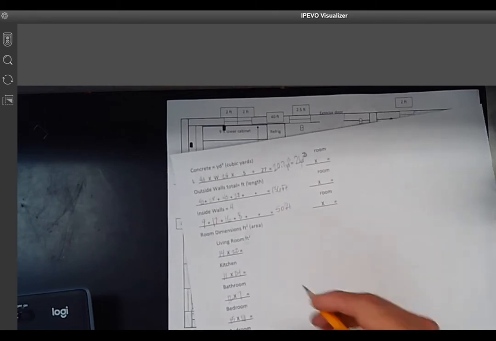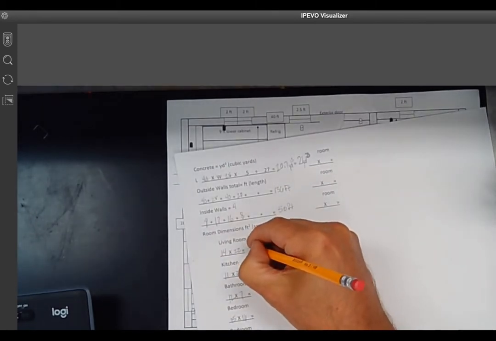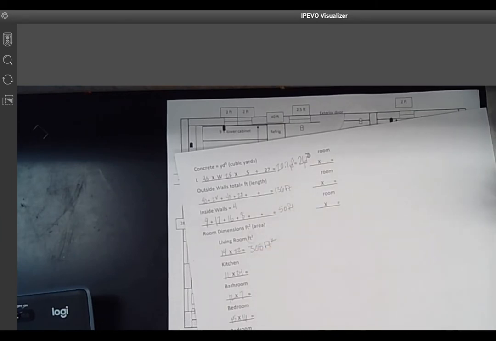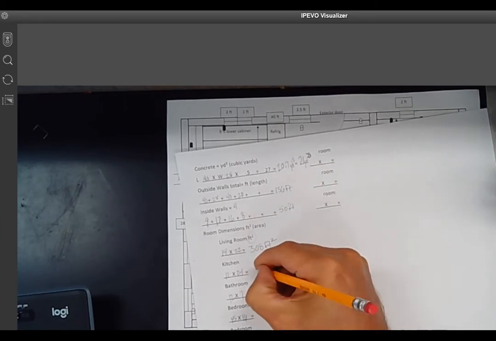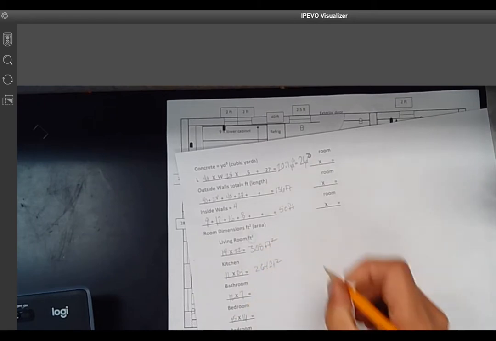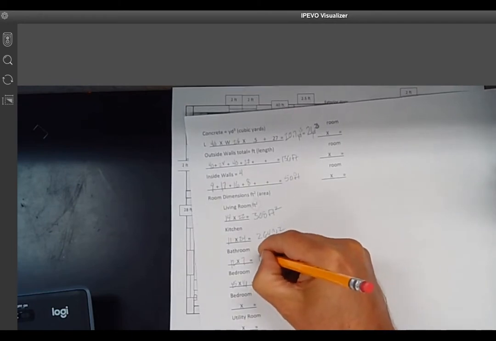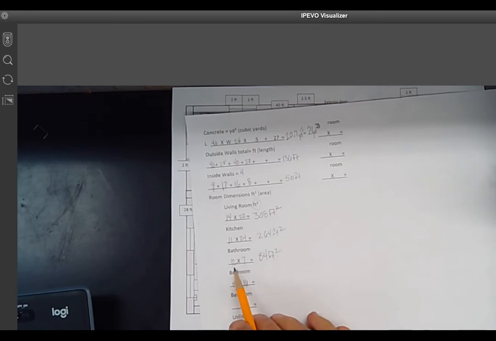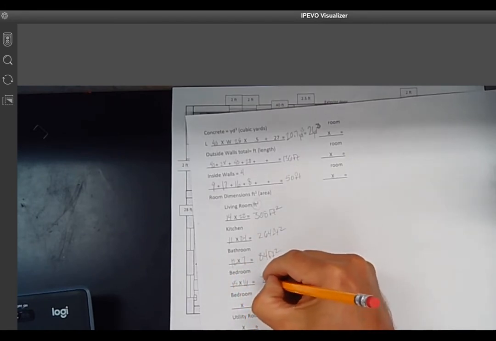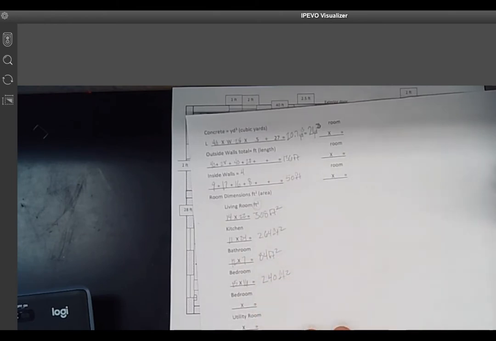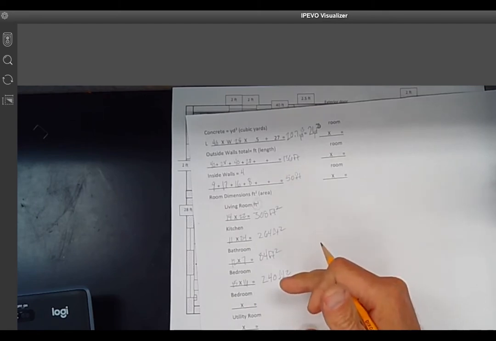Now, when I calculate this, it is 308 feet squared. This is 264 feet squared. This is 84 feet squared. All I do is multiply 12 times 7 to do that. And this last one is 240 feet squared. Now I've got all those done.